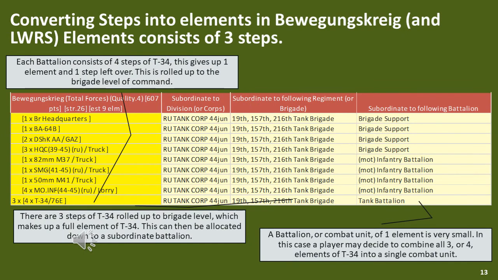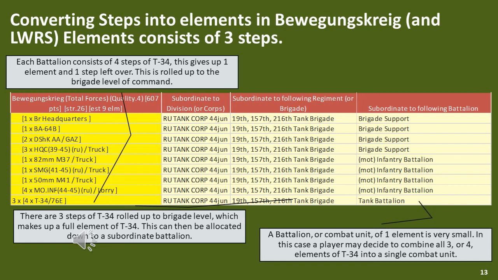Bewegungskrieg uses a system where each element consists of 3 steps, or strength points. This also obviously applies to LWRS. While it's possible to play the game with 1 or 2 strength point elements, and this occurs when casualties are inflicted, it's advisable for players to convert all the strength points into full 3 strength point elements. This is mainly due to playability reasons, as having a large number of 1 or 2 strength point elements increases the time required to play the game.